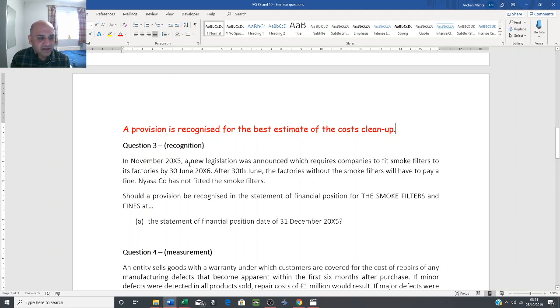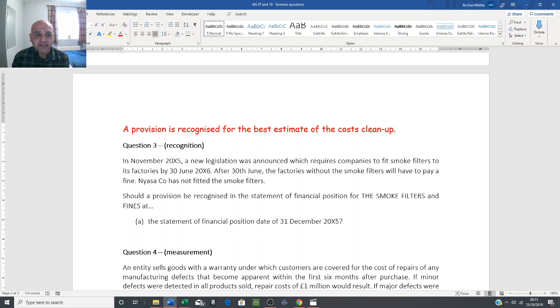In November 2005, a new legislation was announced which requires companies to fit smoke filters to its factories by 30th June X6. It hasn't happened yet, but it's next year. After 30th June, the factories without smoke filters will have to pay a fine. Nyasa company, which is in the question, has not fitted smoke filters yet. Should a provision be recognized in the statement of financial position for the smoke filters and fines if they don't fit them at the date of financial position when they are prepared on 31st December X5?